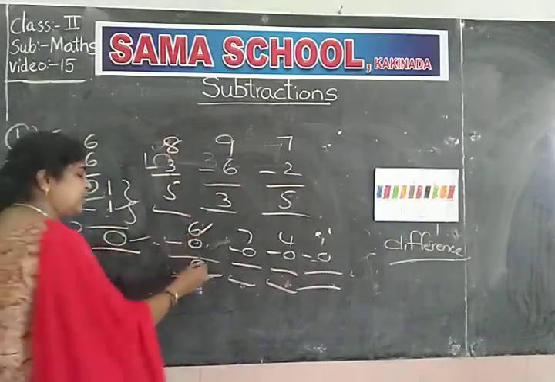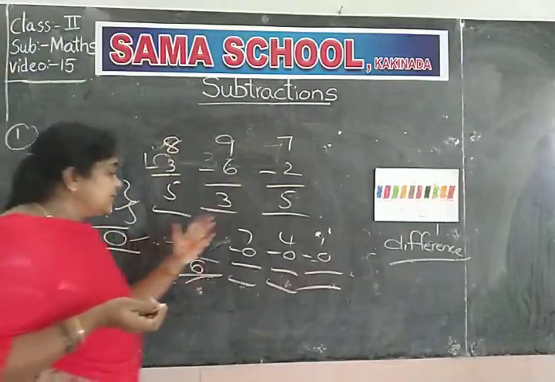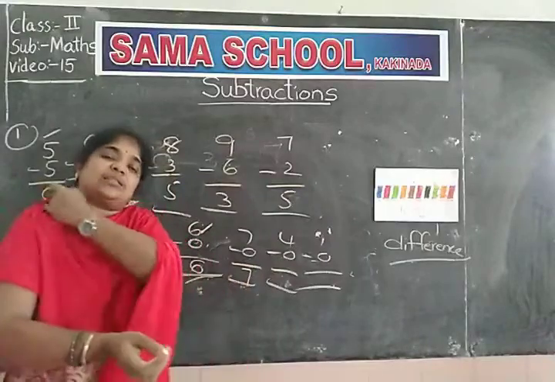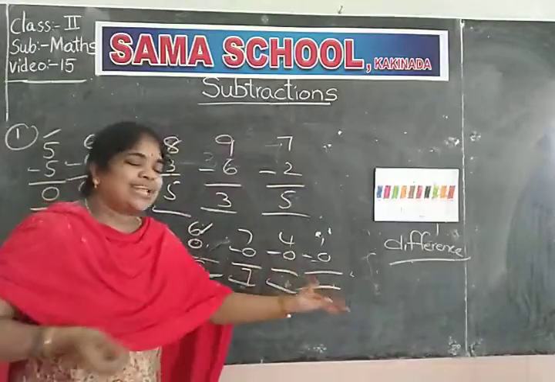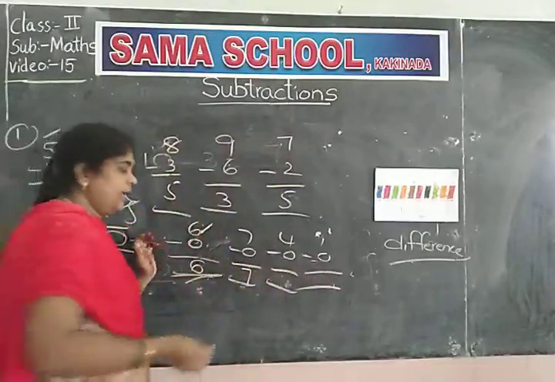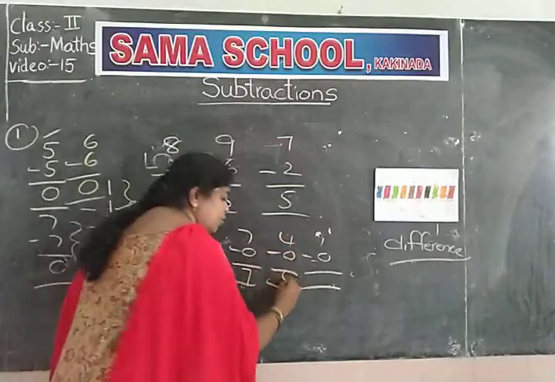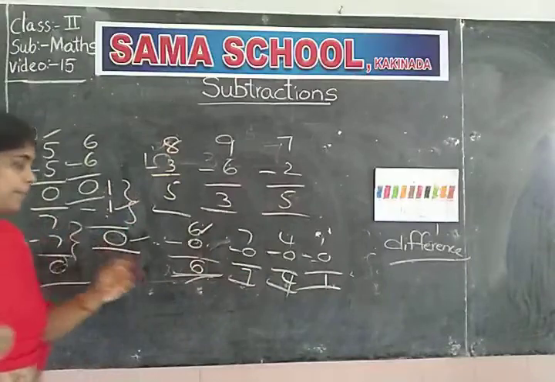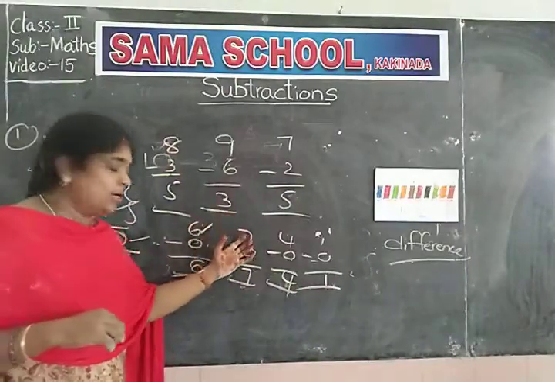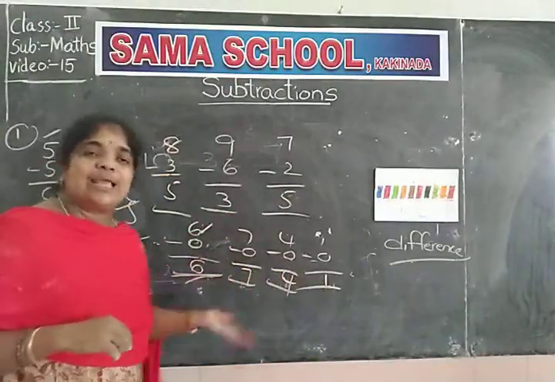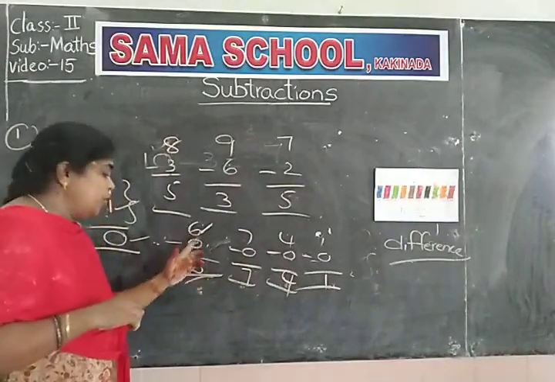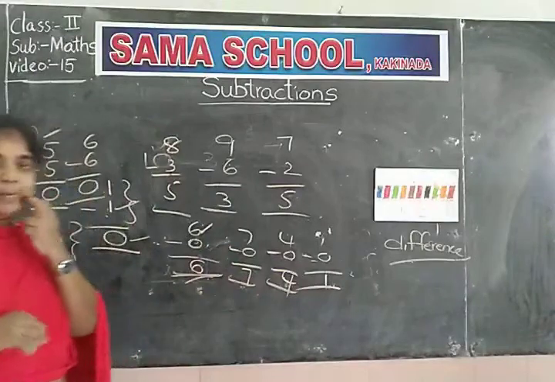6 minus 0, 6. 7 minus 0, 7. Minus 0 means nothing. There is no value. We are not taking anything. 4 minus 0, 4. 1 minus 0, 1. If you subtract 0 from any number, you get the same number.